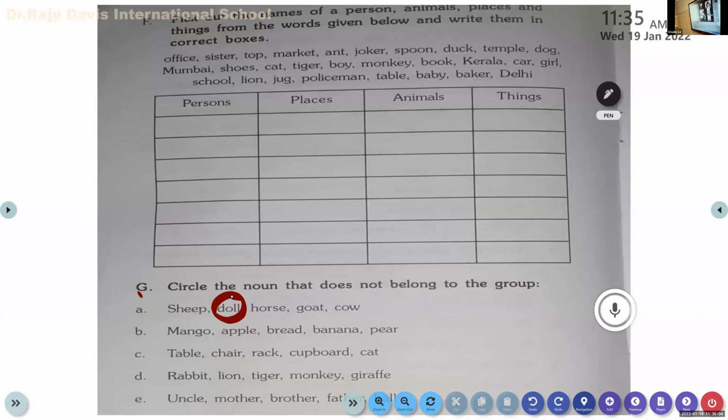Mango. Yes, mango. Then apple. Yes, apple. What is that word? Bread. Yes, bread. Then banana. Come on, read it. Now, read the next question. Read the next word. Pear. Okay. Come on, identify the noun that does not belong to the group, Abhimanyu.